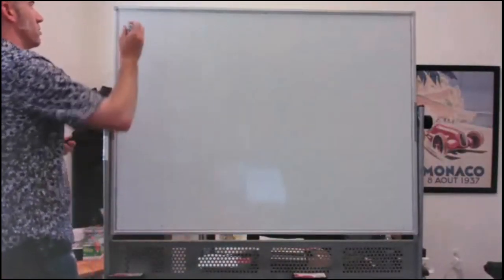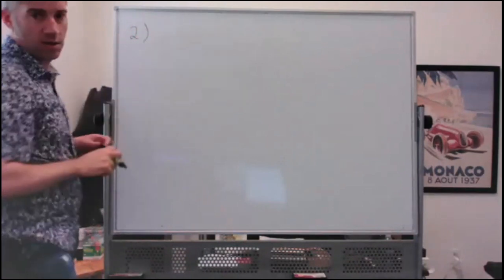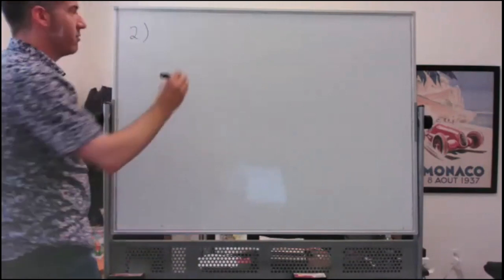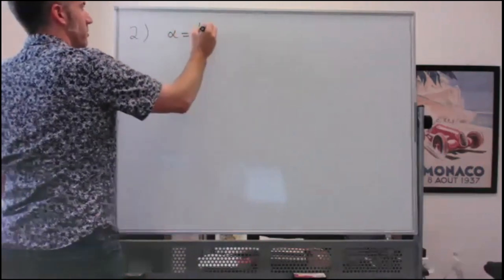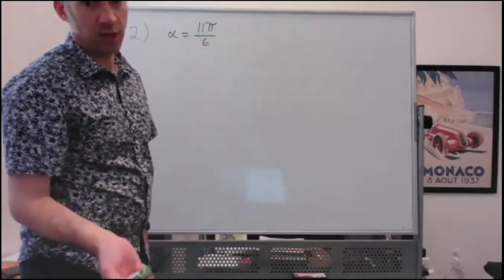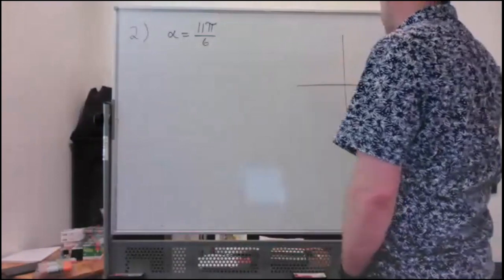Problem 2. Find all 6 trig values of alpha equal to 11 pi over 6, and mark the approximate location of the angle. Great. So let's do that part first. So we want to show where the angle is.